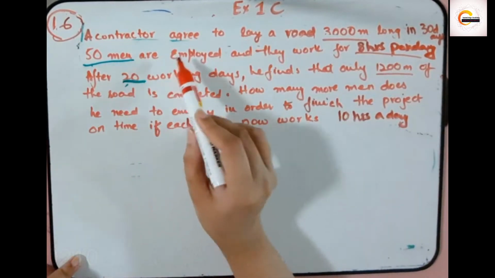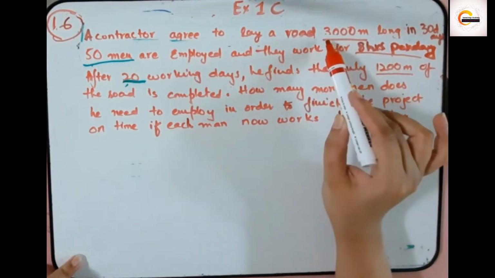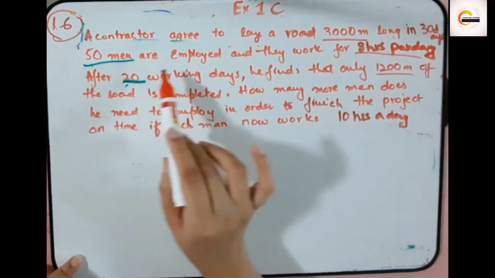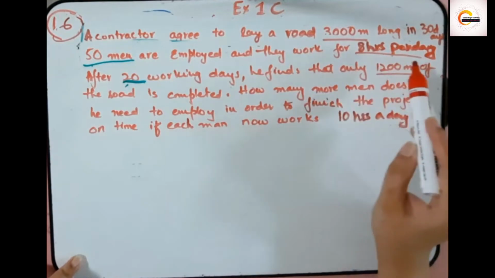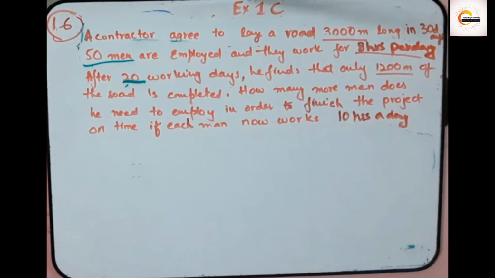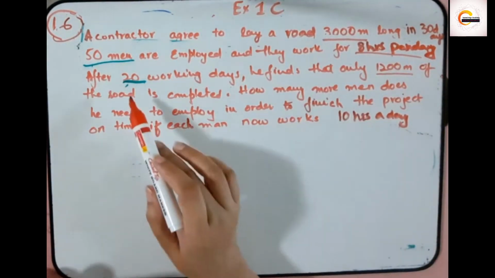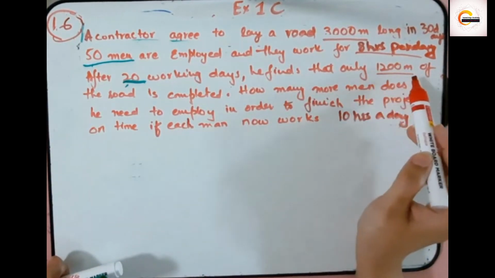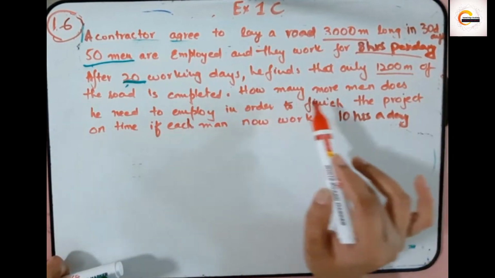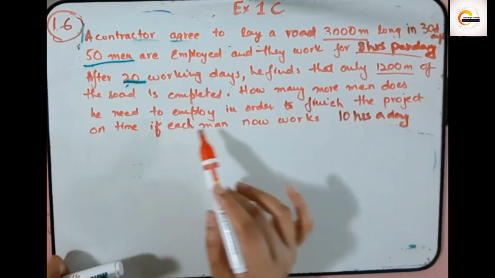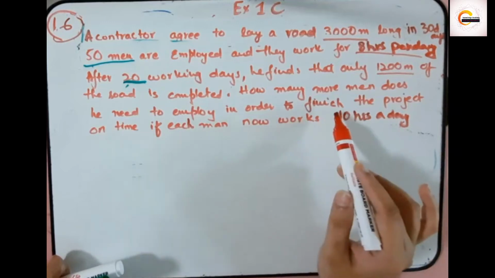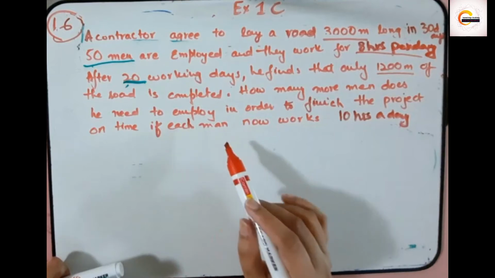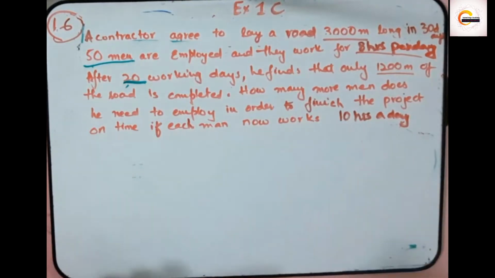A contractor agrees to lay a road of 3000 meter long in 30 days. 50 men are employed and they work for 8 hours per day. After 20 working days, he finds that only 1200 meter of the road is completed. Now, how many more men does he need to employ in order to finish the project on time if each man now works 10 hours a day?